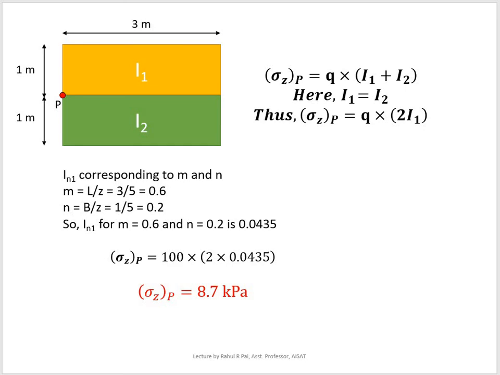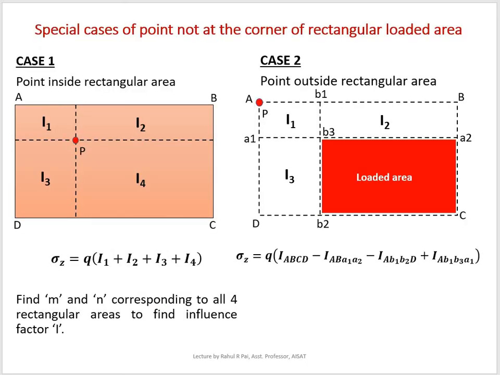Now I will be discussing two different cases. The first case is the point is inside the rectangular area, and the second case is if the point is outside the rectangular area. So how will you solve this kind of problem? This kind of question is asked in the exam. So in the first case, let us say you have a point here, capital P, which is inside the rectangular area.